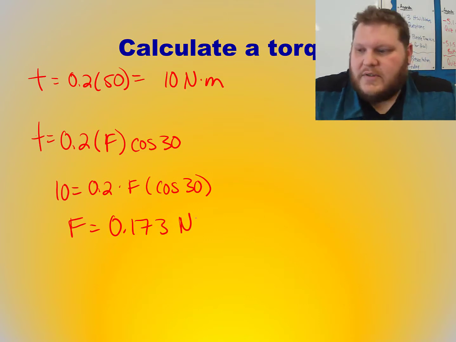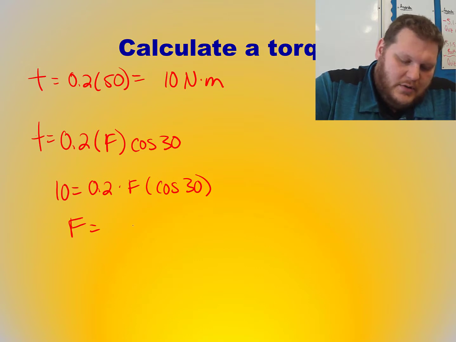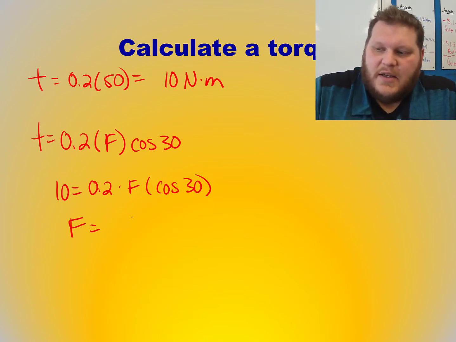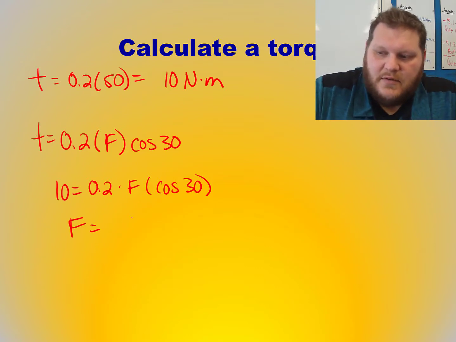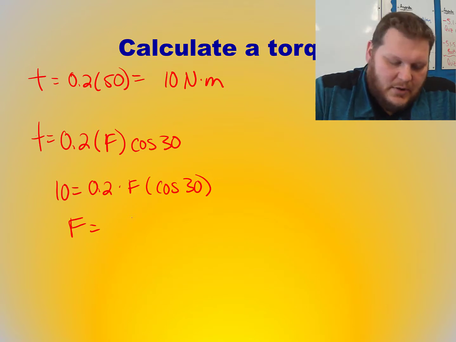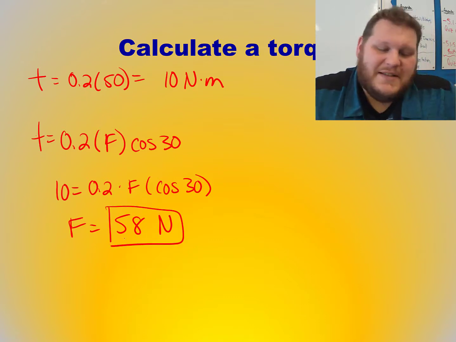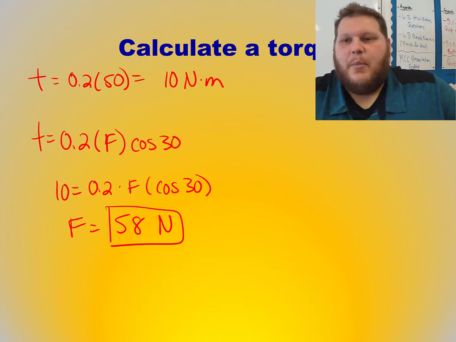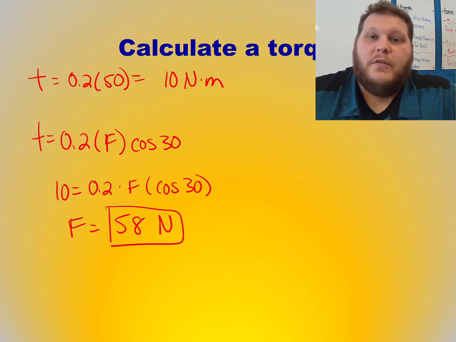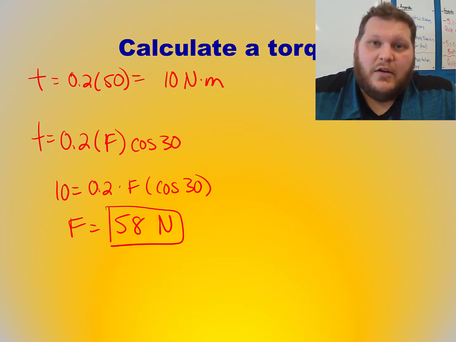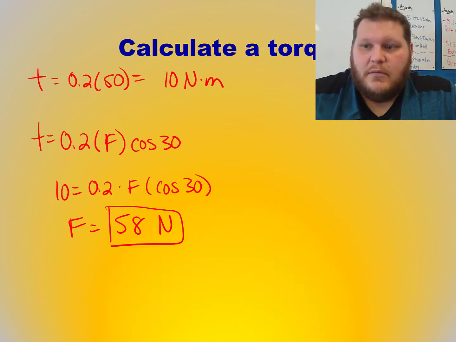Nope, sorry, that's not right. That was from the notes that I have written here. So we actually end up with 58 newtons, which makes sense. If we're acting at an angle, it's not perfectly perpendicular. We're going to require more force just in order to counteract that 30-degree deficit that we're dealing with.